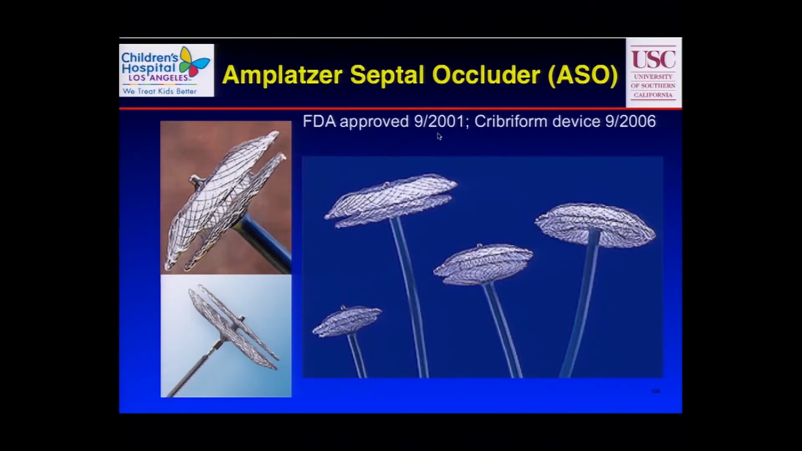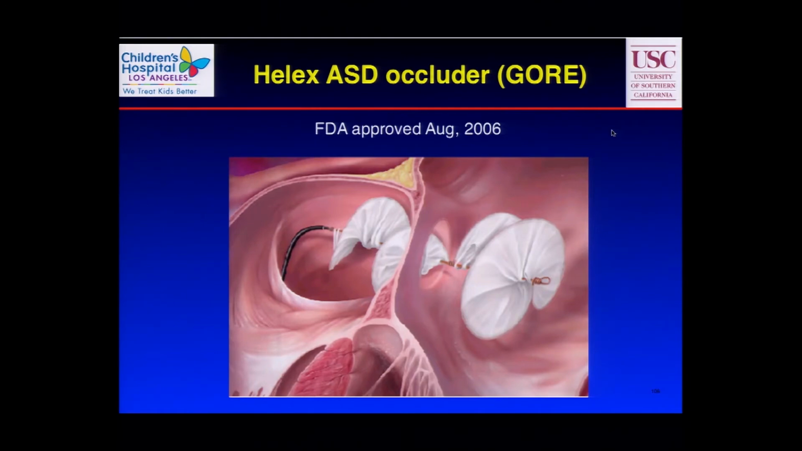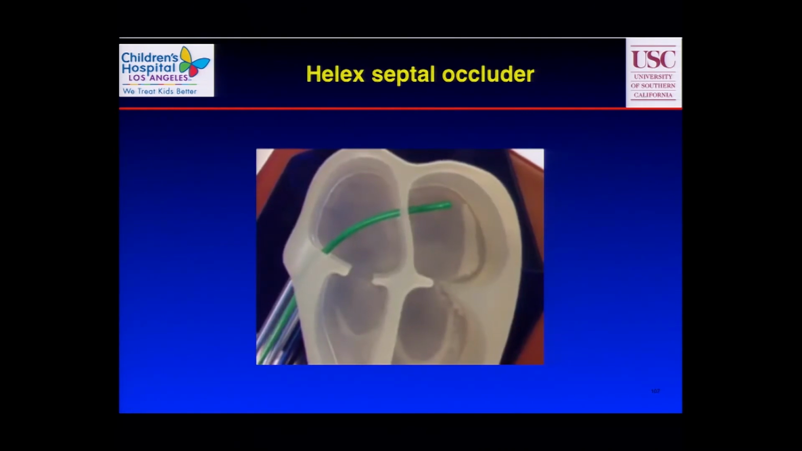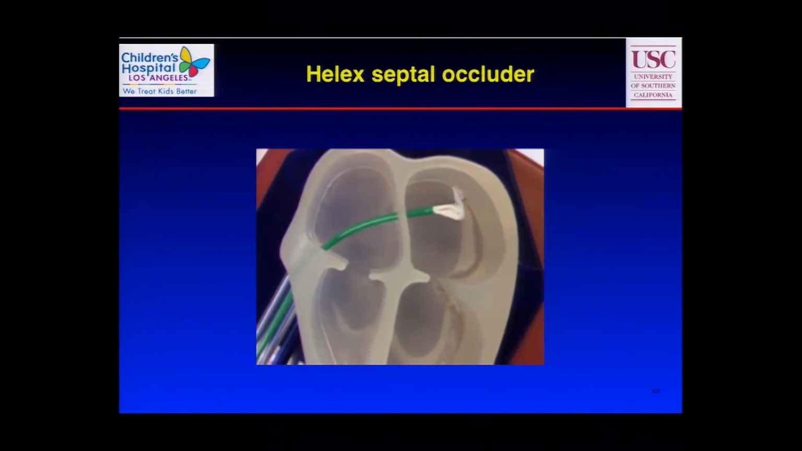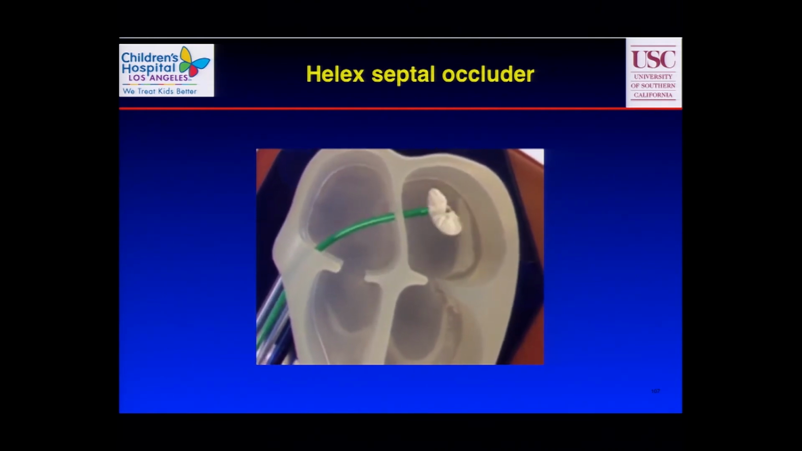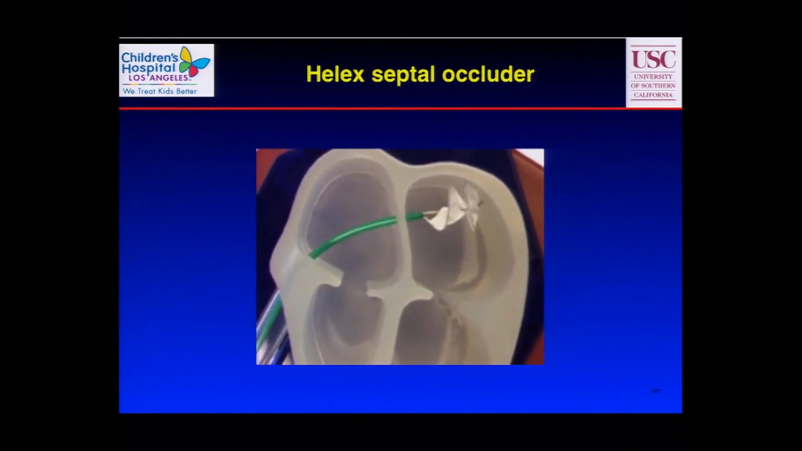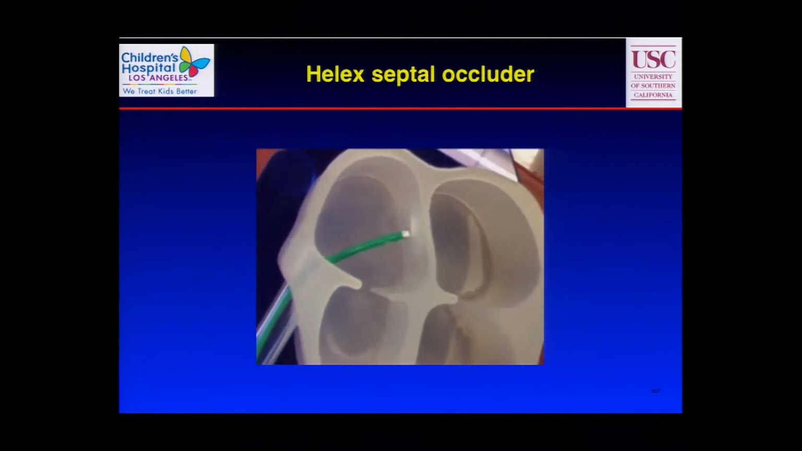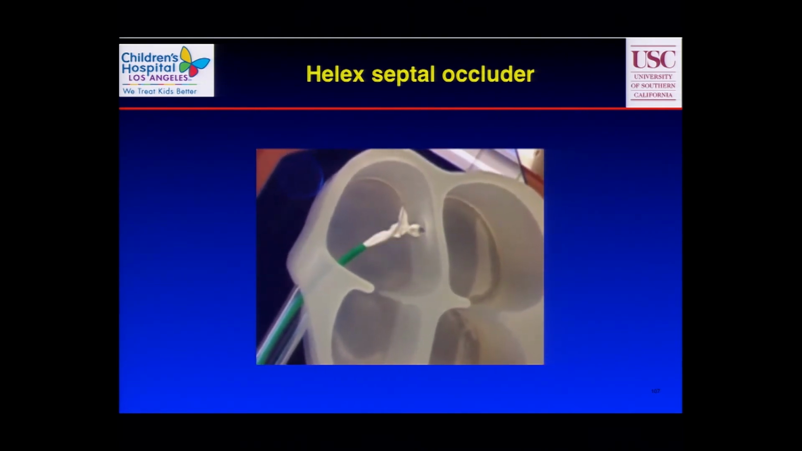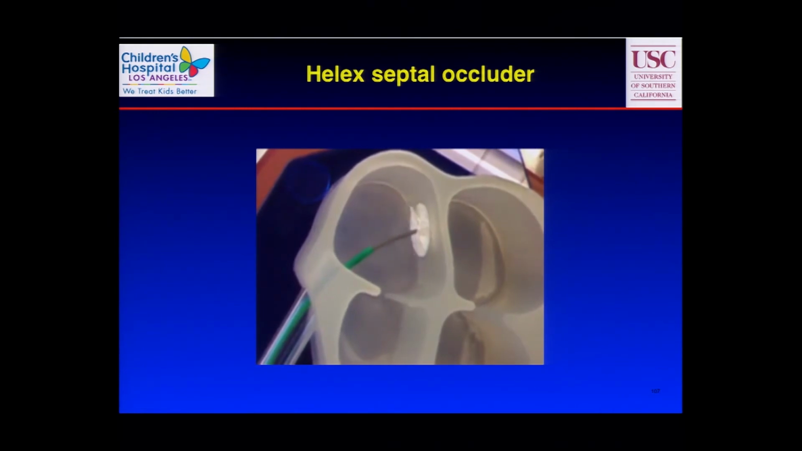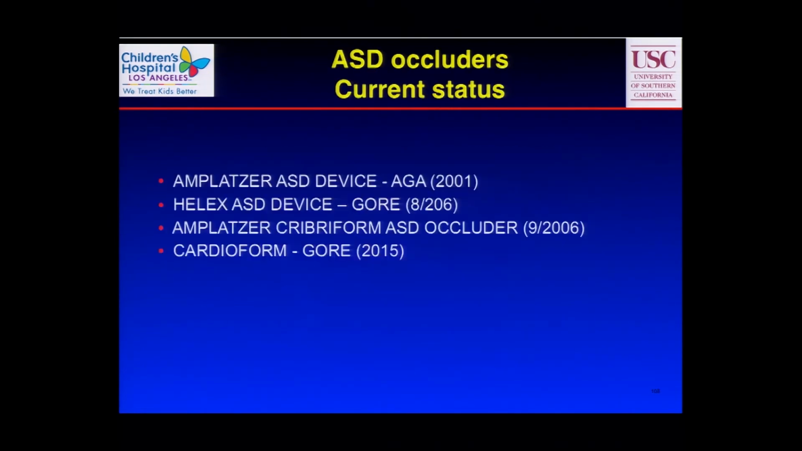For ASD, the Amplatzer device became available in 2001, FDA approved. The Cribriform device came out in 2006. The Helex device made by Gore became approved in 2006. I don't know if that's available in Korea or in many Asian countries, but just to show it to you, basically it's a nitinol helix that has a Gore-Tex sewn around it. And once you open up the left disc, you pull it together, bring it against the septum, pull back, and basically push out the right disc, and basically you created that closure with the device.